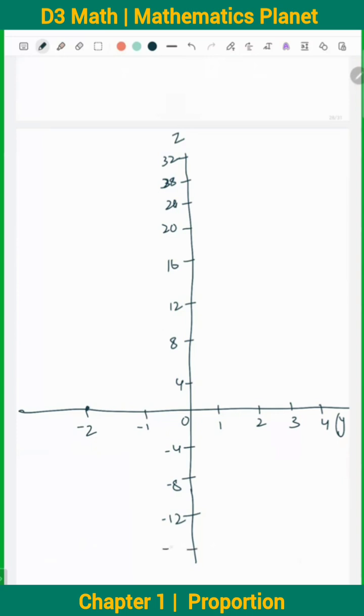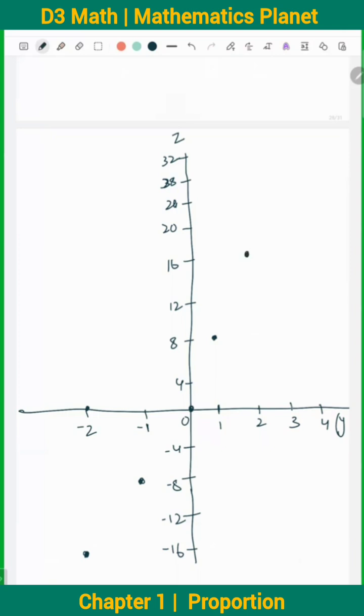-16. Okay, so I'm going to put the point over here. When y is -1, what is z? -8. And when y is 0, z is also 0. Okay, when y is 1, what is z? 8. So 1 from this axis and 8 from this axis, so the point is over here. When y is 2, what is z? 16. This is the point.